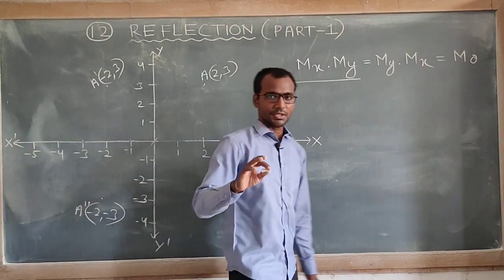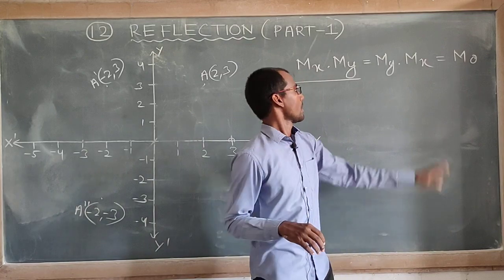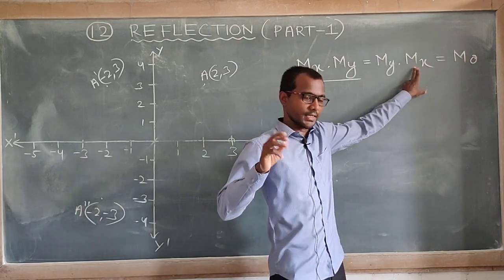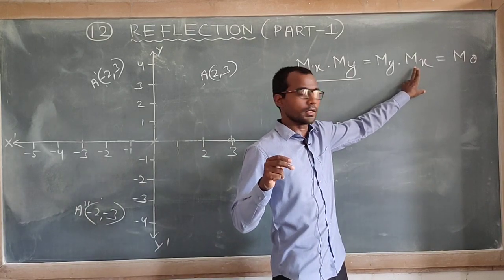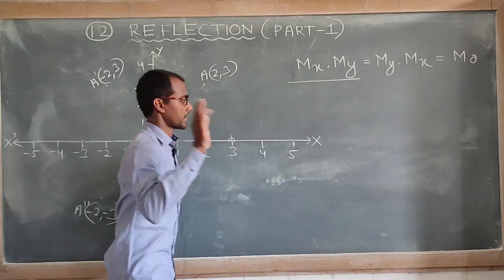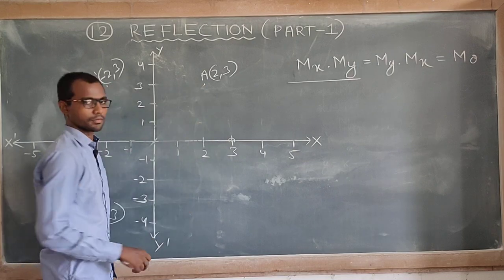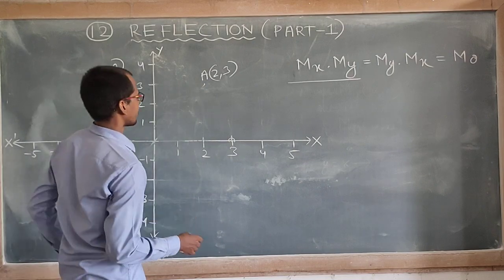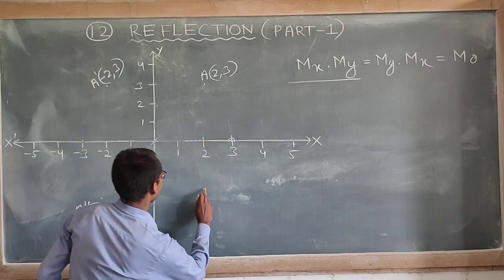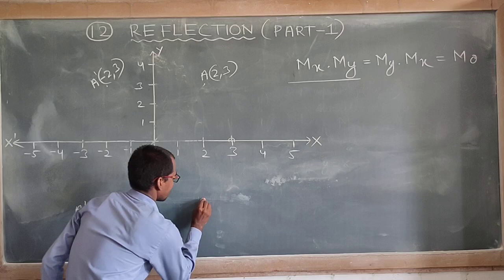Now, let us take the same point (2, 3). This time, what will we do? First we will reflect in the x-axis, then we will reflect in the y-axis and see where we get the image. Okay, first the x-axis. So this point A will move down here because of the x-axis. So (2, 3) will become (2, -3).